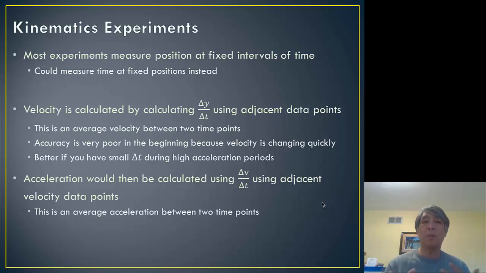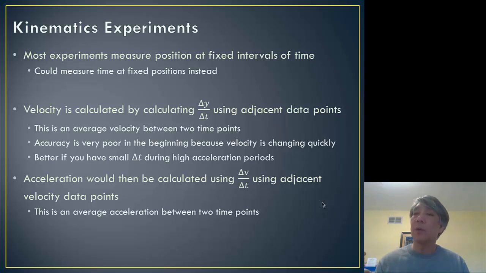I could measure time instead. All I need is position divided by time. Velocity in that case would simply be calculated as delta y over delta t using adjacent data points. Understand that this is only an average velocity between those two time points. The accuracy can be very poor, especially if my two time points are far apart. The smaller your delta t gets, the better.